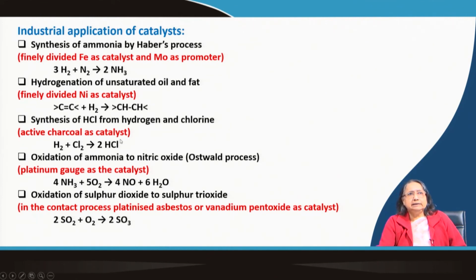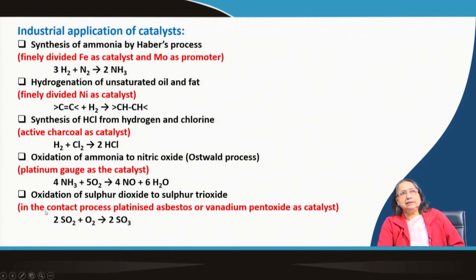for HCl synthesis. Now, oxidation of ammonia to nitric oxide: ammonia is oxidized by oxygen to nitric oxide, then nitrogen dioxide, then nitric acid. This is the Ostwald process. Here also platinum gauze is used as the catalyst. These are all industrial large-scale production.